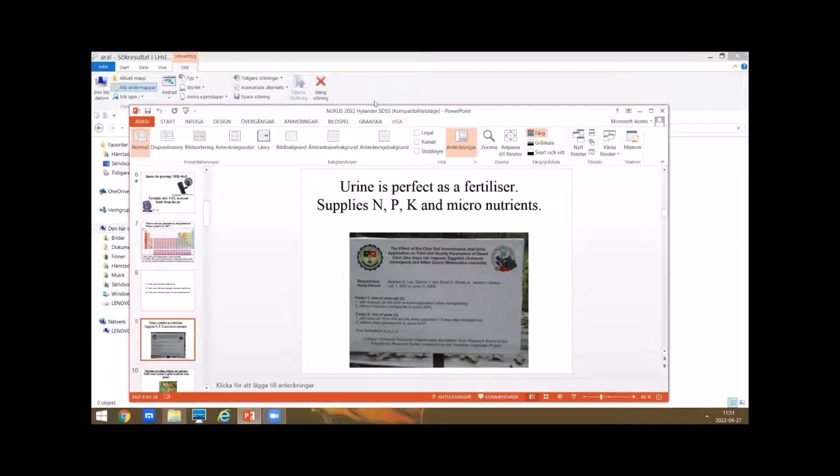A perfect fertilizer is in fact urine. It has a large content of nitrogen, phosphorus, and potassium. And this is exactly what the plants need in large amounts. So it's perfect to collect urine from the toilets and use it as fertilizer straight away as it is.